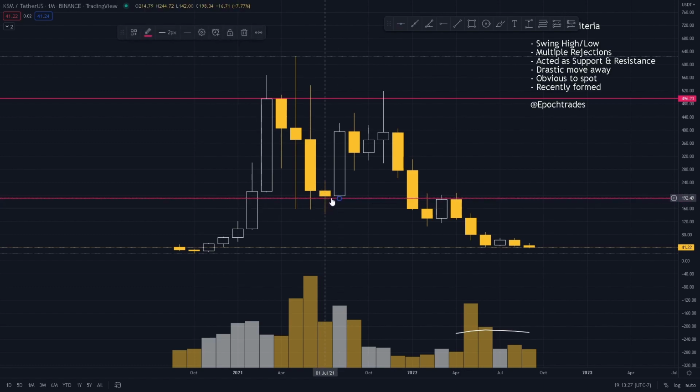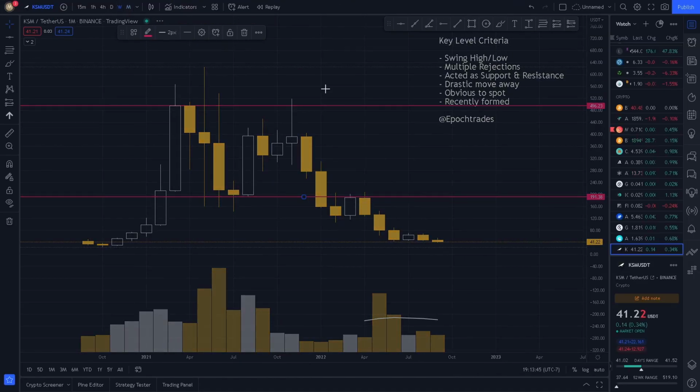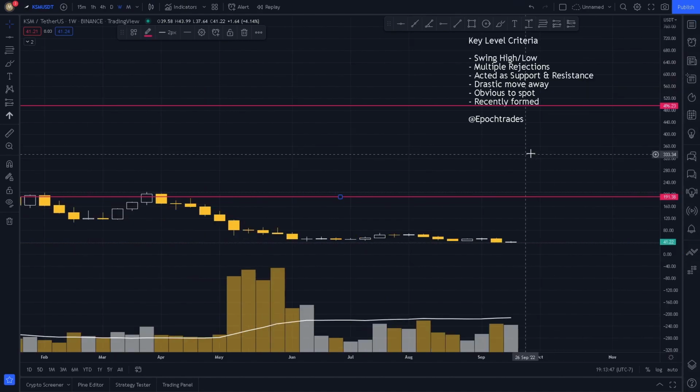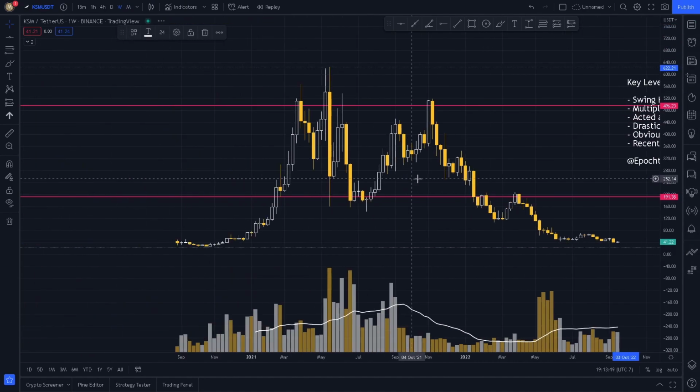So you can see that it reversed from this level, came down, it actually broke through, pulled back, and we've seen a reaction from this level again, sending price down. So now let's actually move to the weekly. And what do we see on the weekly?